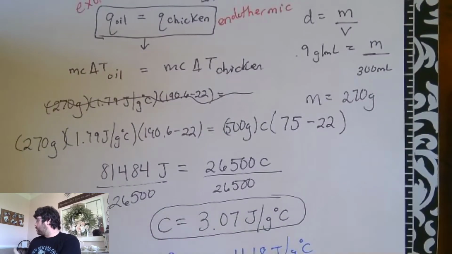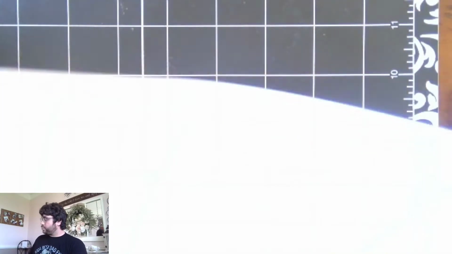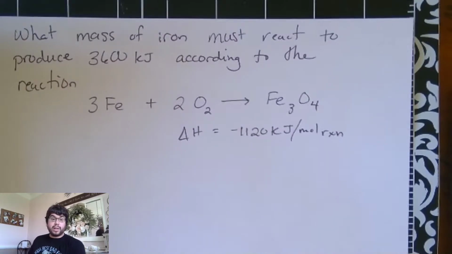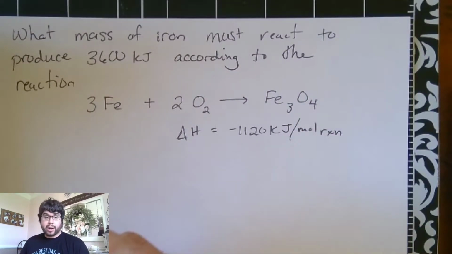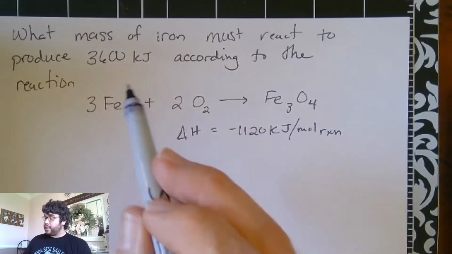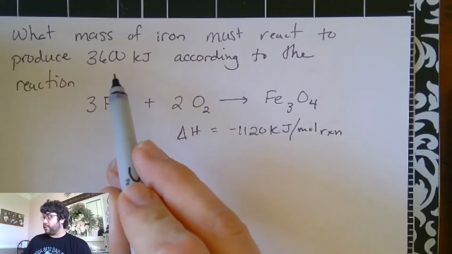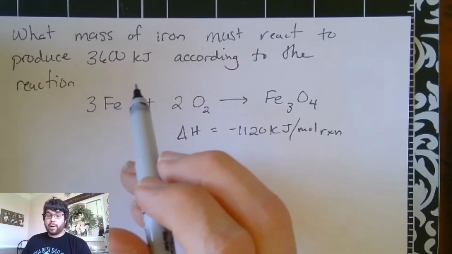All right, let's look at some other problems here. This one has to do with enthalpy. It asks, what mass of iron must react to produce 3,600 kilojoules according to the reaction right here? So this reaction, iron reacting with oxygen making Fe3O4, and the enthalpy of the reaction is minus 1120 kilojoules per mole reaction. I didn't actually do a problem in this direction with you over the lecture video last time. I wanted to see if people could figure this out on their own. It's really just a stoichiometry problem. We're just doing it in reverse.